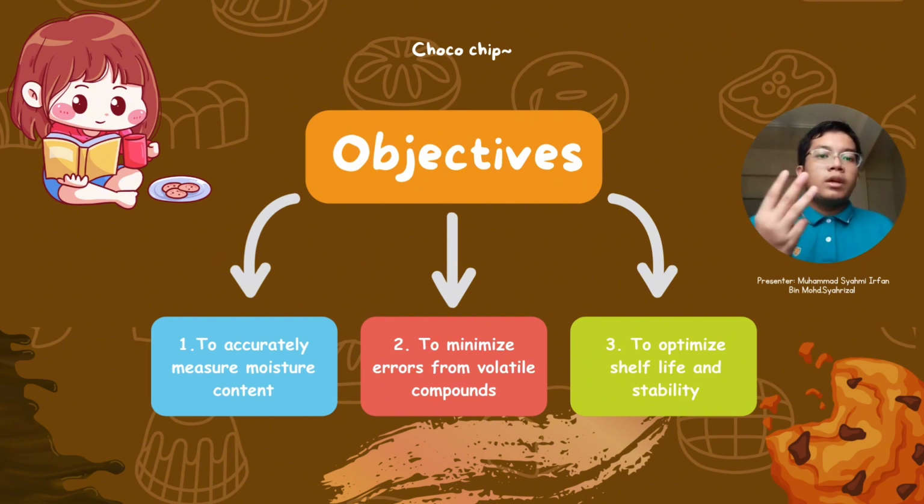Number 3, to optimize shelf life and stability. The gravimetric analysis tests provide crucial information on how moisture affects fat oxidation and staling rates, which will help to decide the best storage conditions for long-term storage of cookies.